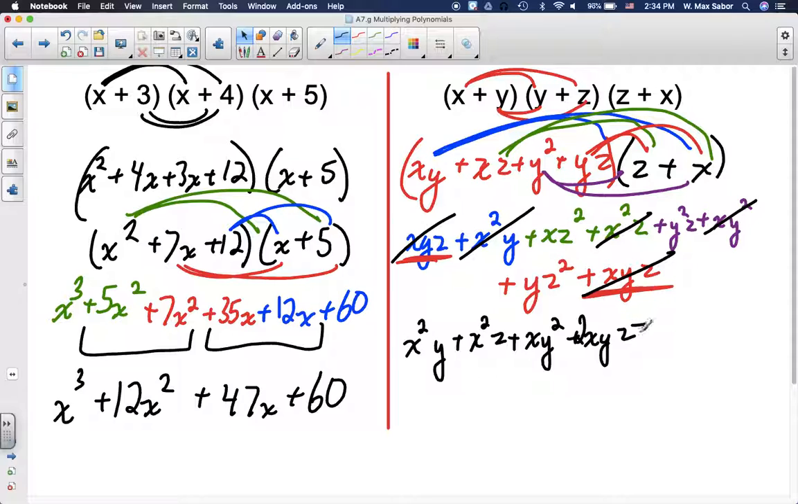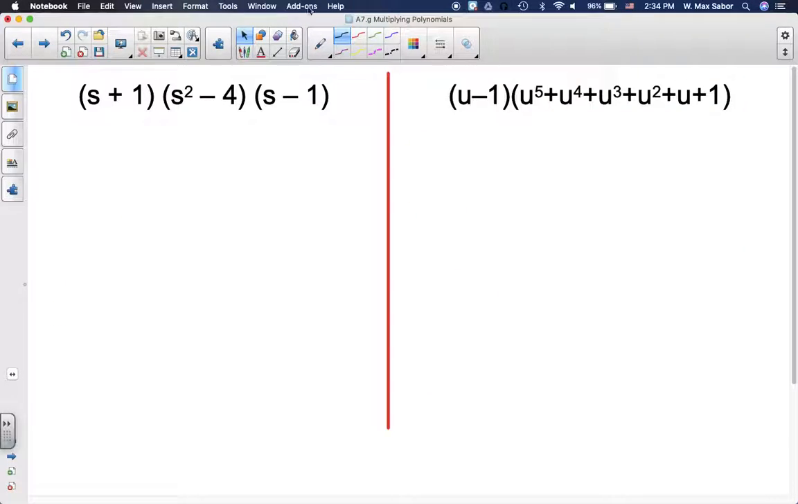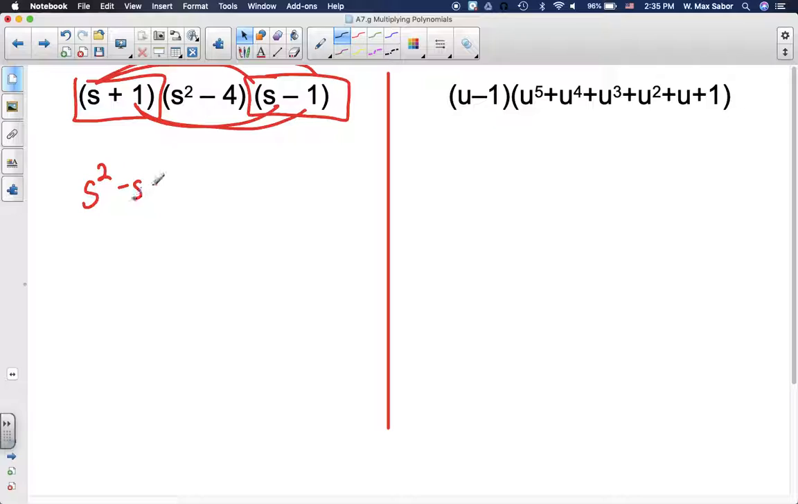There's one more term with x's, xz squared, and now y squared z before yz squared. You're not going to see many of these, but it still works no matter how complicated the numbers or variables are. The commutative property still works, so you can still do these two multiplied together first. So if we did s times s, s times negative 1, 1 times s, 1 times negative 1, we get s squared minus s plus s minus 1, and then we still have the s squared minus 4.